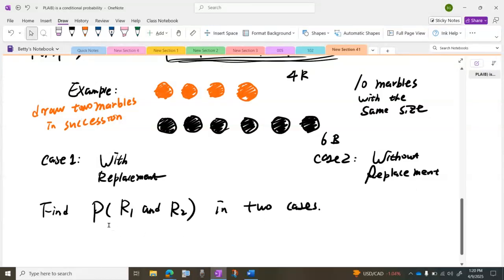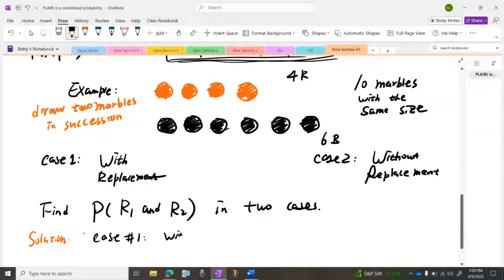We are going to find the probability of this event in the 2 different cases. What event? The probability involves R1 and R2. We want to know the probability that the first time we get a red marble and the second time we get a red marble as well. R means red, R-E-D, okay? All right, so let's get started. Solution. Case 1.